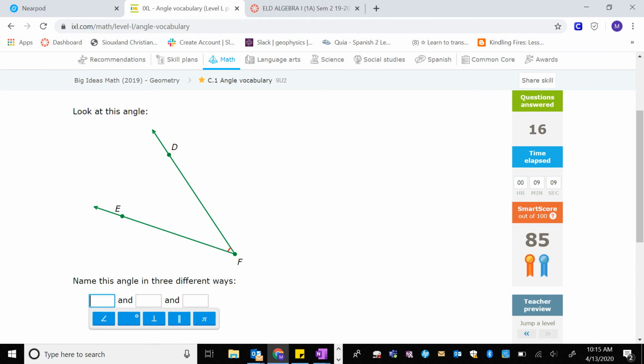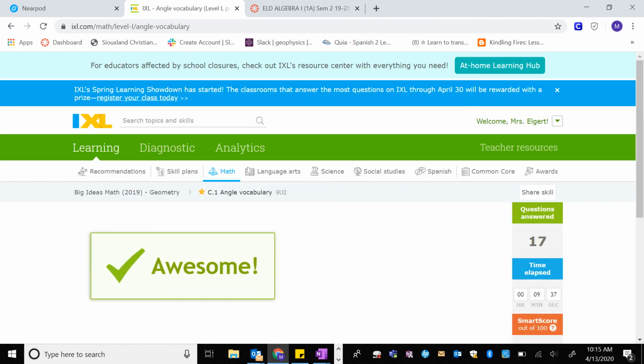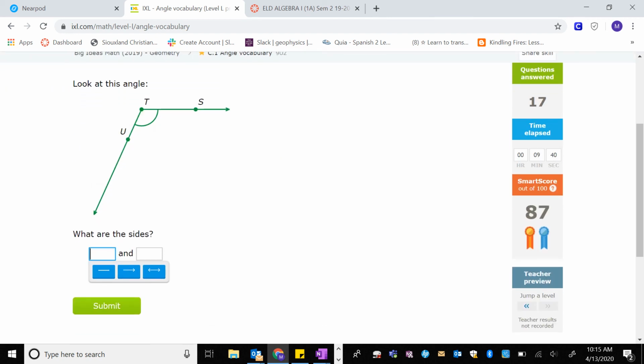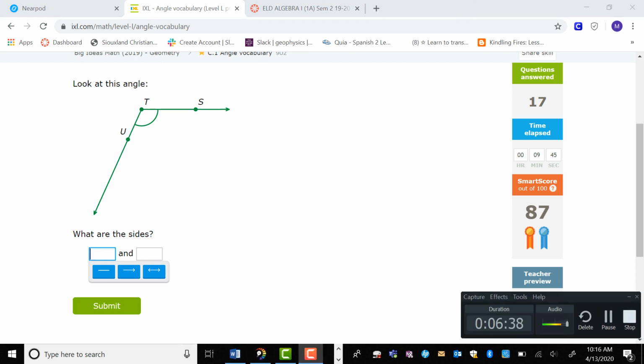We can look at this one real quick. I didn't notice this one. It says look at the angle. Name it three different ways. So I could call it angle EFD. I could call it angle DE, whoops, DFE. I can't talk today. DFE. And the third way is just using the one vertex or angle F. So that's how you could name it three different ways. Okay, so there's a lot of vocabulary in there, but give it a try. See what happens.